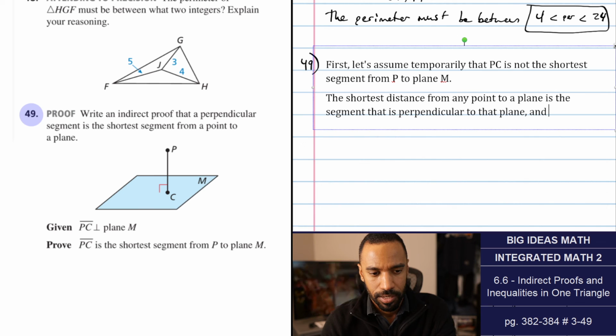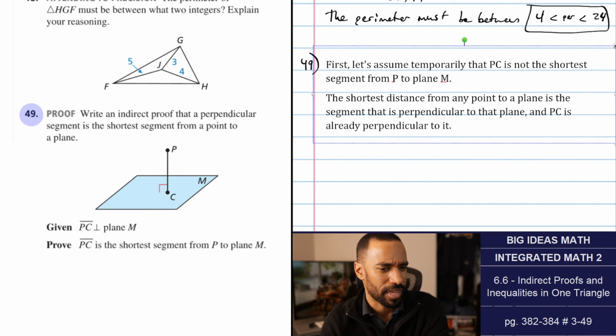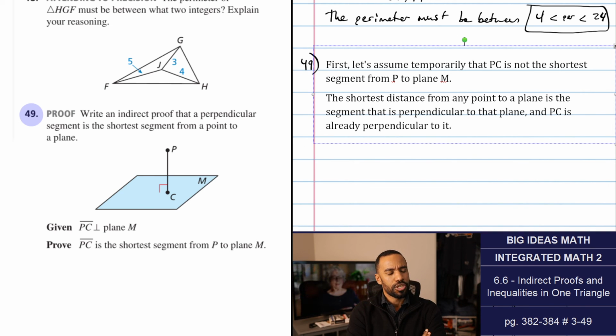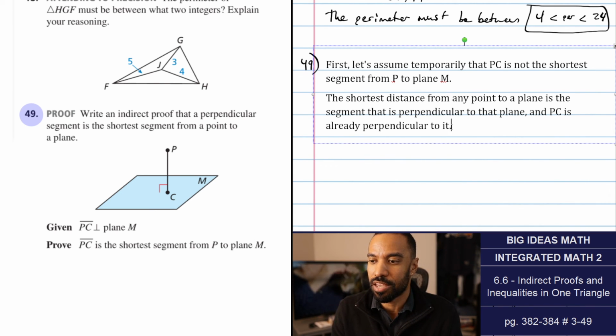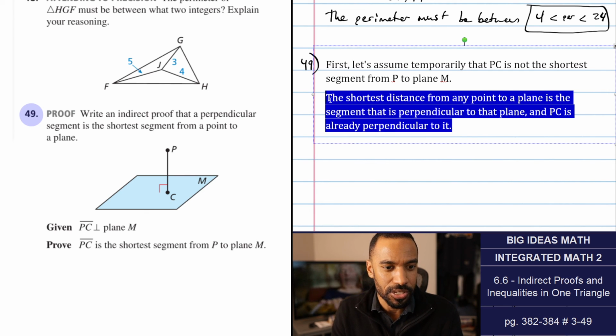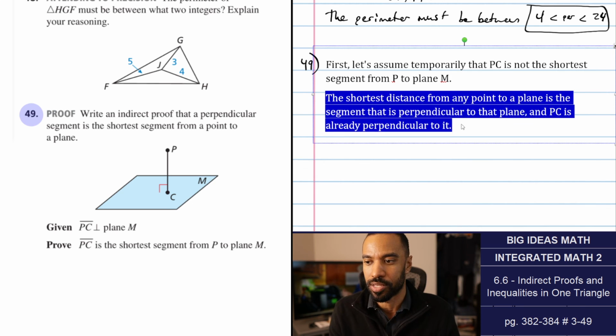And PC is already perpendicular to it. I don't know if I'm reasoning with that correctly. Can I use that definition in its reasoning? No, let's do this. We can't use this definition. That's the whole point. They want to say, sorry, prove that a perpendicular one is. Okay, so hold on. Let's do this.